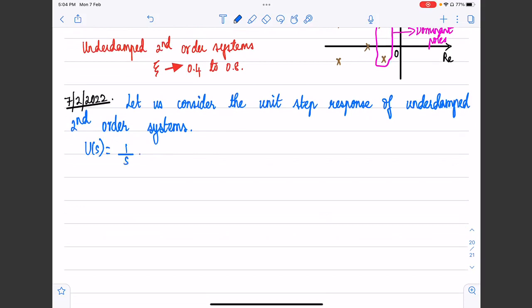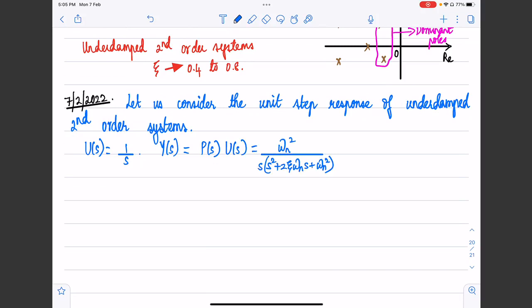By now, all of us are familiar with this process. Y of S will be P of S times U of S. And as we know, the transfer function is omega n squared divided by S squared plus 2 zeta omega n S plus omega n squared. Of course, now we need to multiply by 1 by S, so I'll have an S here.